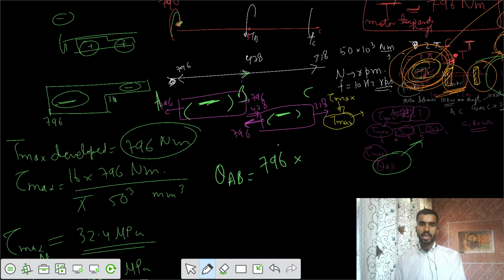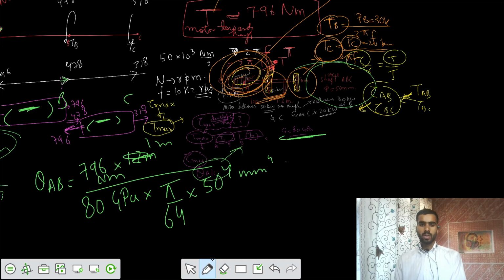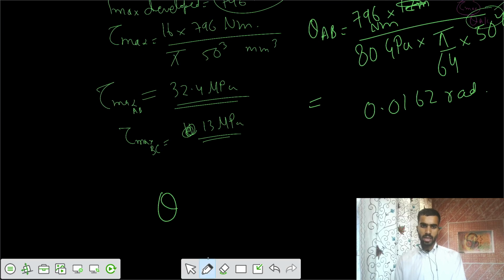Theta developed in the AB would be equal to TL by GJ. The value of L was equal to 1 meter, the value of G was equal to 80 gigapascal, and the value of J was equal to pi by 64 into 50 power 4 millimeter power 4. So you get the value of theta AB equal to 0.0162 radian.